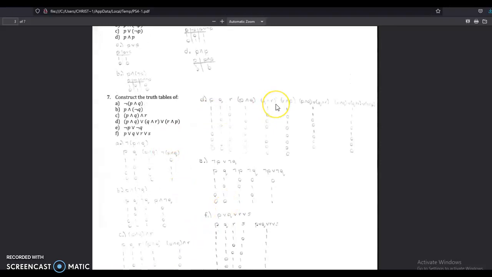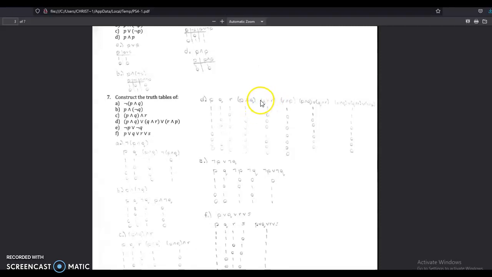For D, I like to expand it a lot for these truth tables to make sure I don't get anything wrong. So for the first one, it's P, then Q, then R, and then I have P and Q, Q and R and P, and then I do the or operation of P and Q or Q and R, and then I add the last one of R and P.